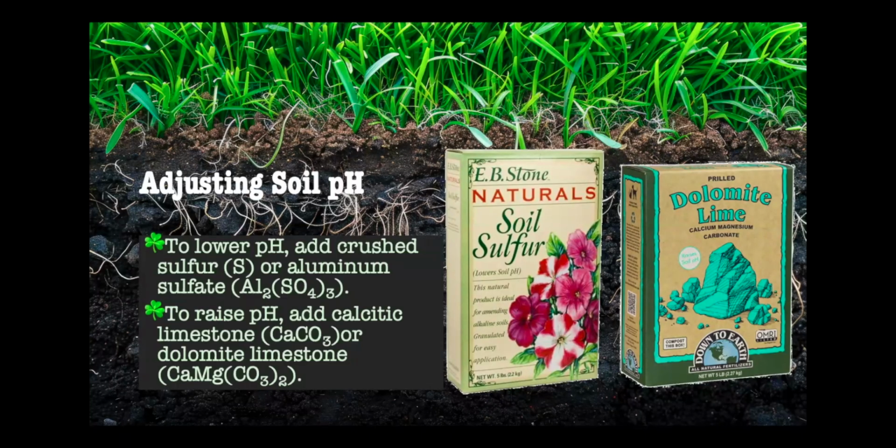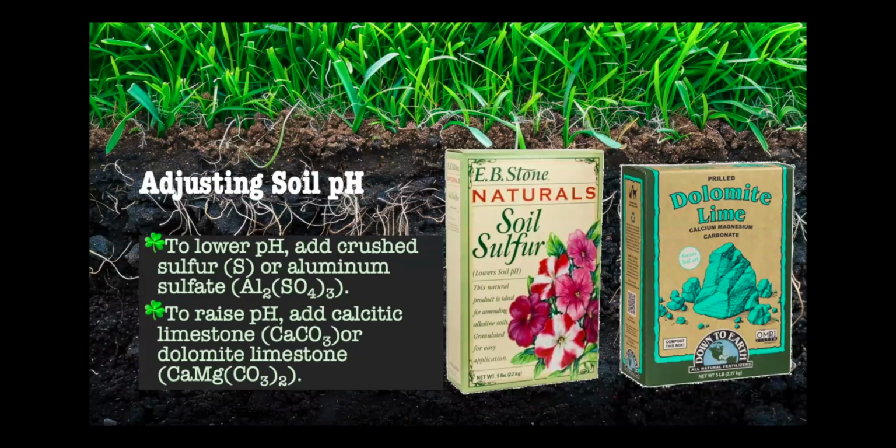So sulfur will lower the pH. Aluminum will also lower the pH, but you've got to be careful with aluminum because if you add too much, it's toxic to plants too. Sulfur will not hurt your plants, but aluminum, if you're not careful, can. A lot of people use aluminum sulfate on hydrangeas to make them the blue color. But if you add too much, like I said, it's toxic to your plants.